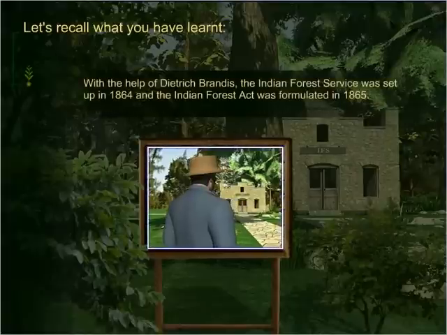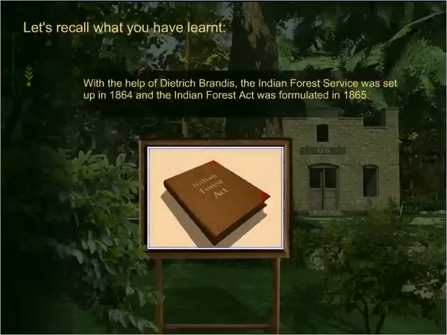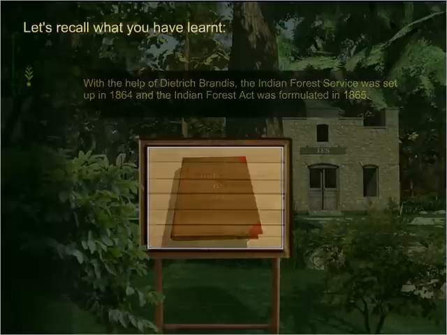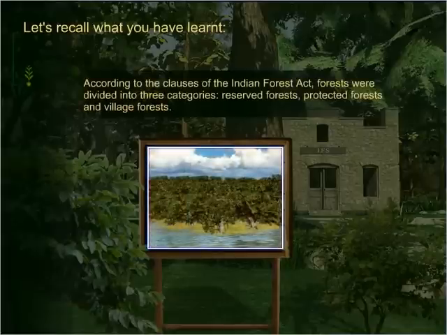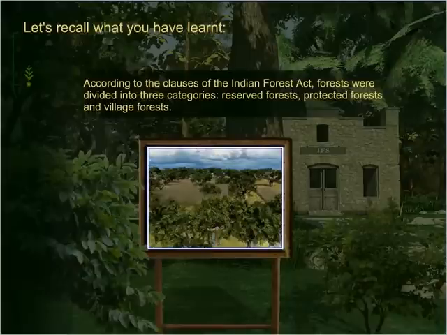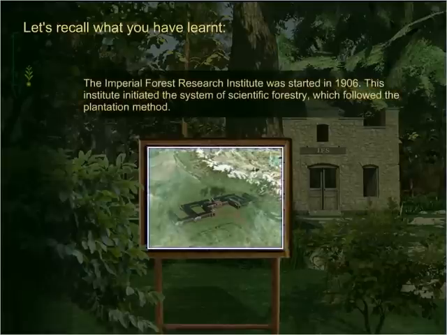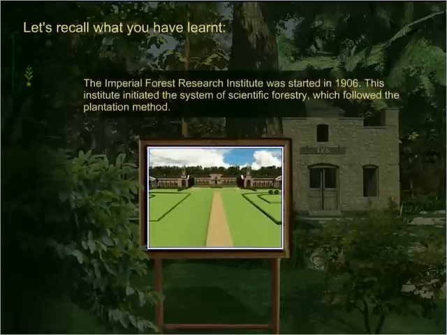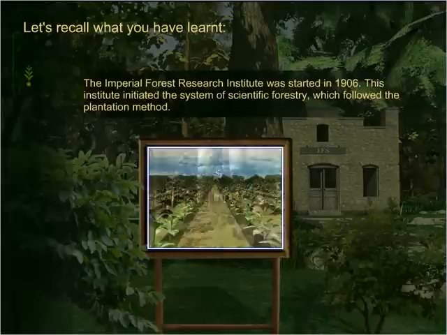With the help of Dietrich Brandis, the Indian Forest Service was set up in 1864 and the Indian Forest Act was formulated in 1865. According to the clauses of the Indian Forest Act, forests were divided into three categories: reserved forests, protected forests and village forests. The Imperial Forest Research Institute was started in 1906. This institute initiated the system of scientific forestry, which followed the plantation method.